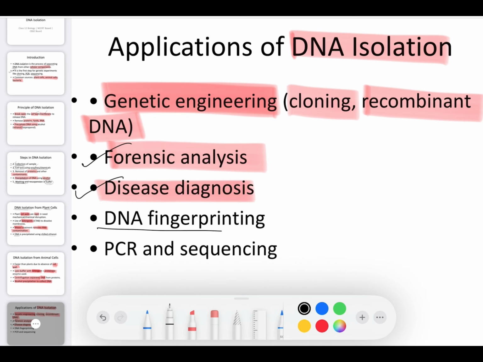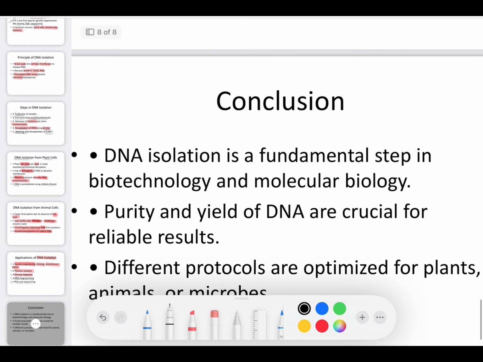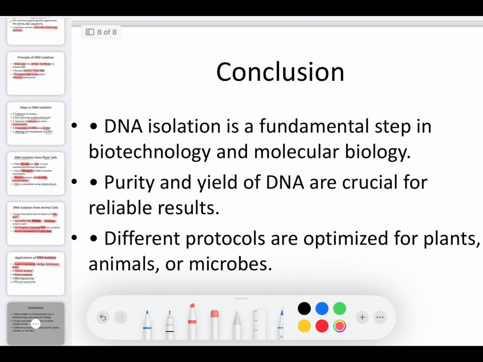And then for DNA fingerprinting, this is an important step. I will again make a video on this. And next is for PCR and sequencing. So these are the applications where we can use the isolated DNA sample. So DNA isolation is a fundamental step for biotechnology and molecular biology. Yes, obviously, because DNA isolation is very, very important and crucial for many other steps. That is what I already told, that PCR, sequencing. So that is why it is a very crucial step.